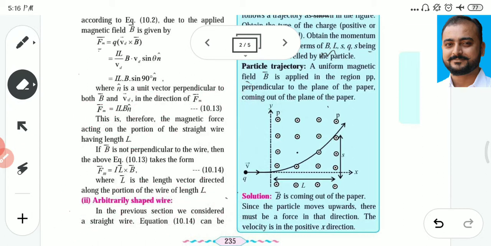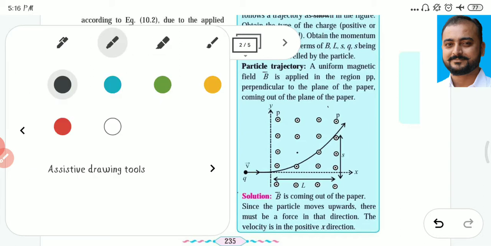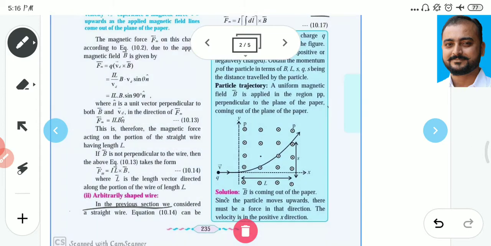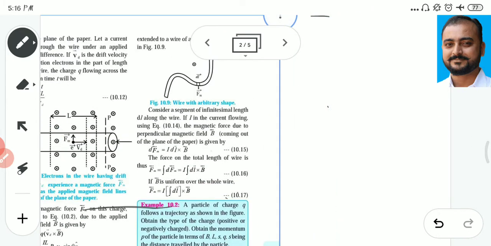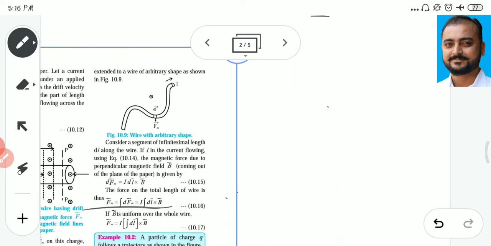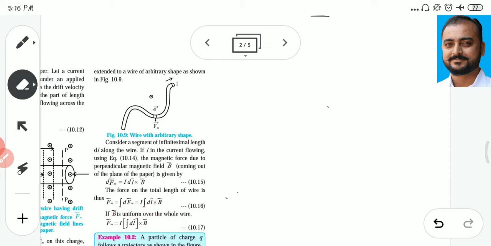Here we have to again consider an arbitrary shaped wire. Okay, what is meant by an arbitrary shaped wire? That is a wire having any shape. Let's look at the figure. From the figure you get a clear idea about the arbitrary shape. What is the arbitrary shape? Simply it is any other shape, meaning not a straight line only.